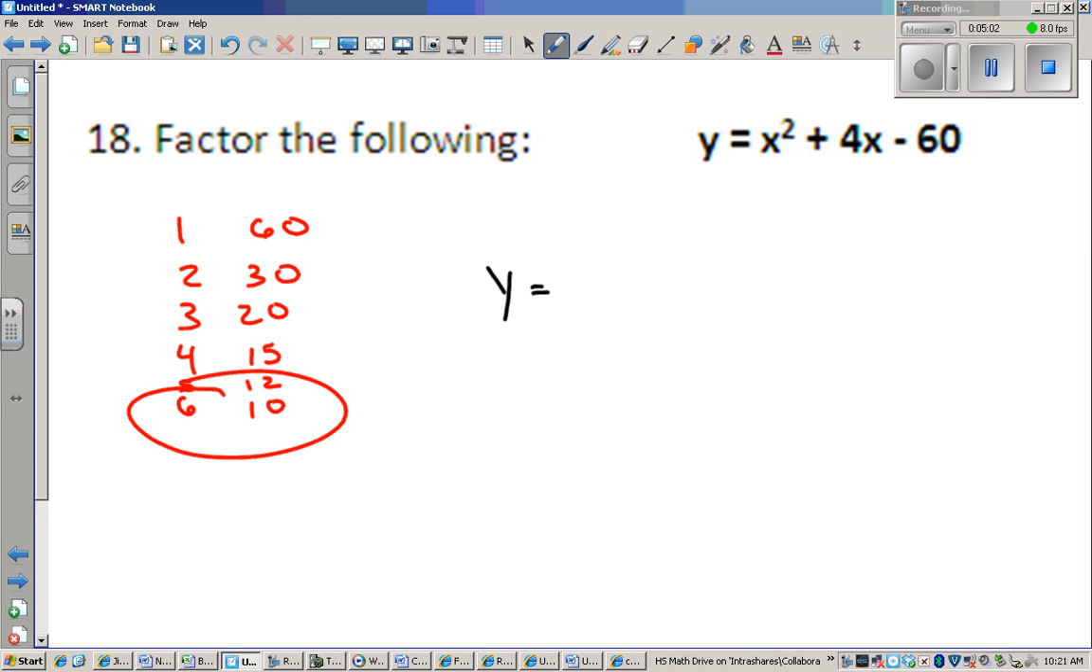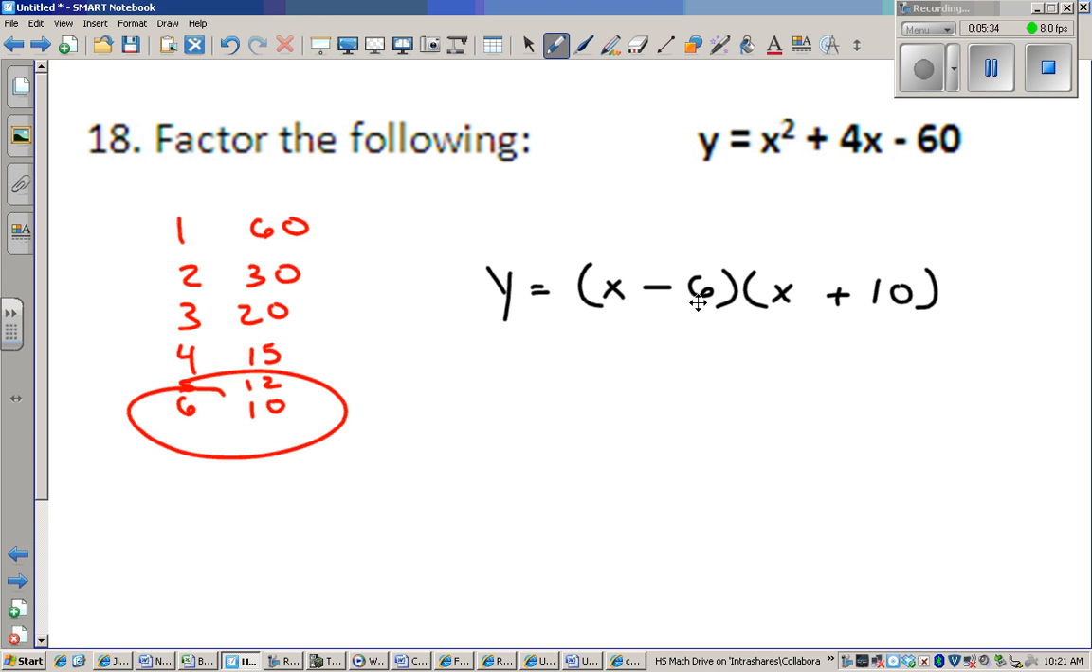So let's take those, and what we're going to do is break this up. It's nice to have an a value of 1 because then we can just put x's here. We know that we have one negative and one positive because we've got a product of negative 60. Now I want the sum to be positive, so I'm going to make the 10 the positive, and I'm going to make the 6 negative. That way when I add negative 6x and positive 10x, I'll get that positive 4x.